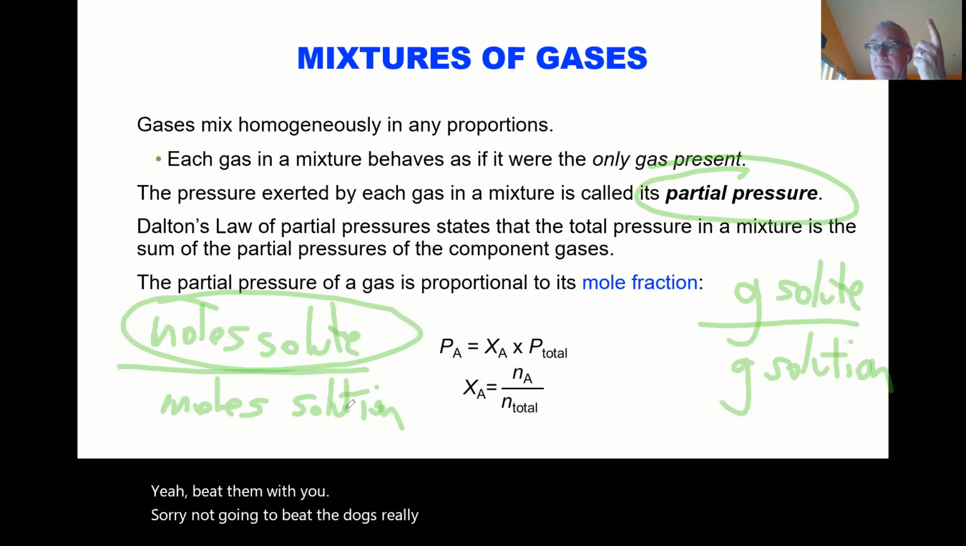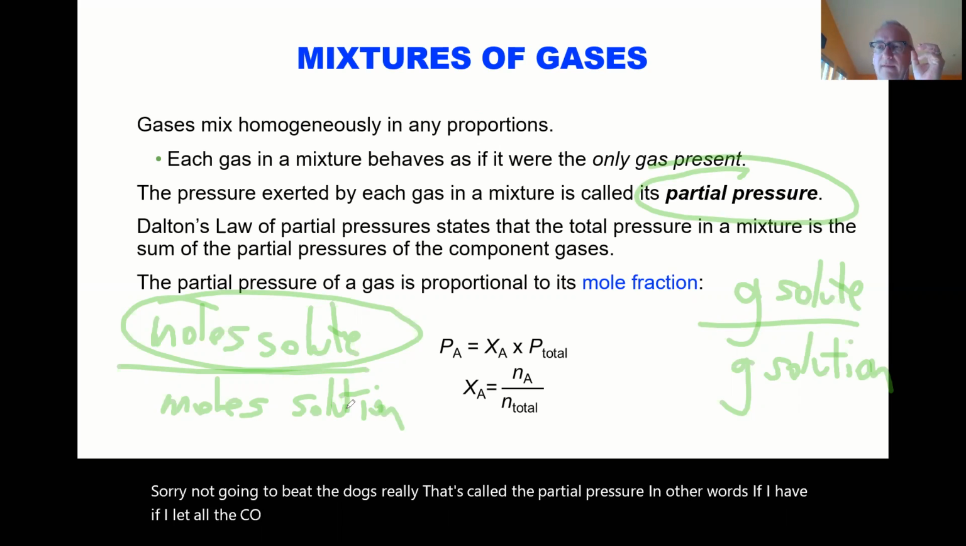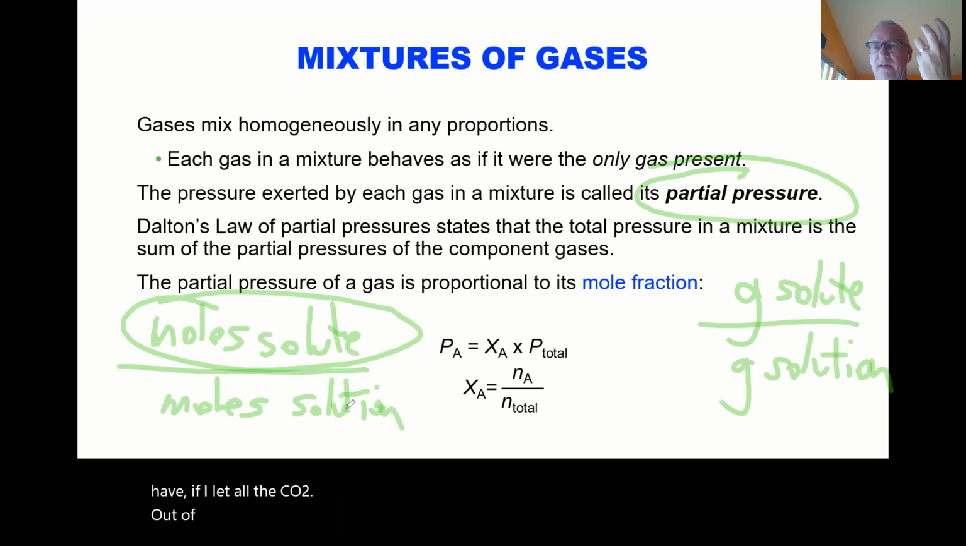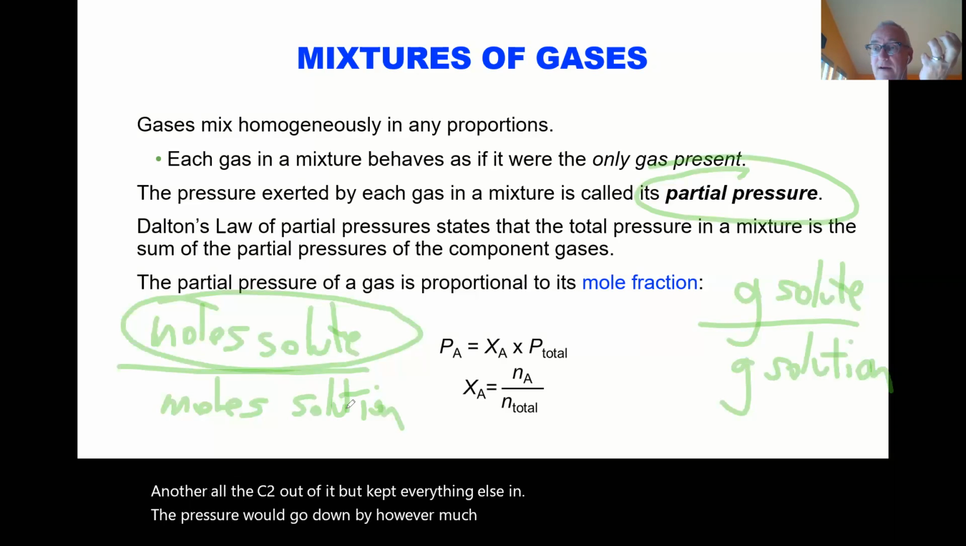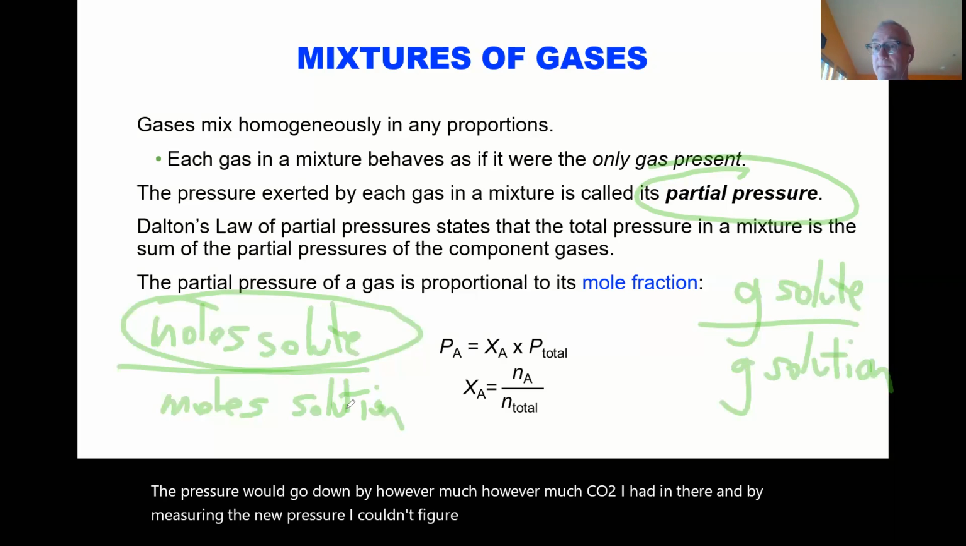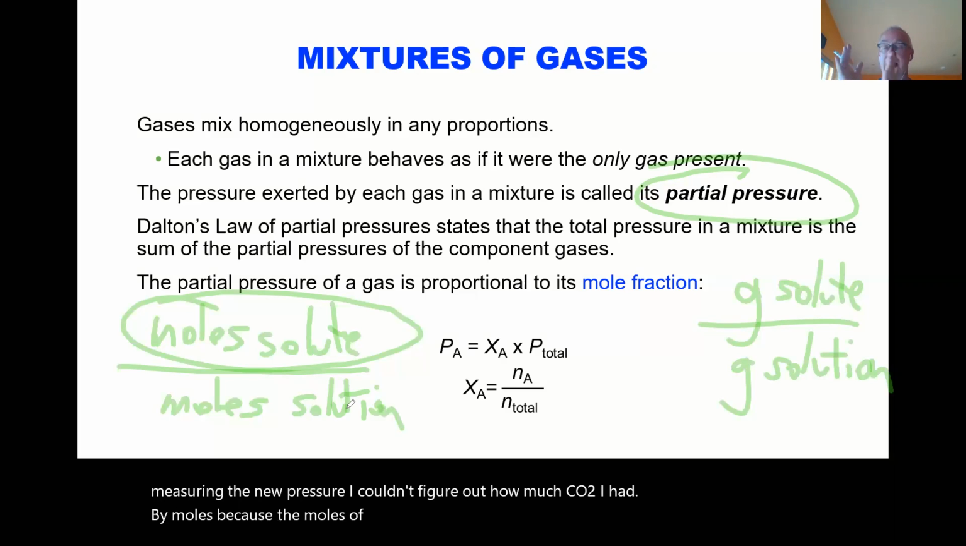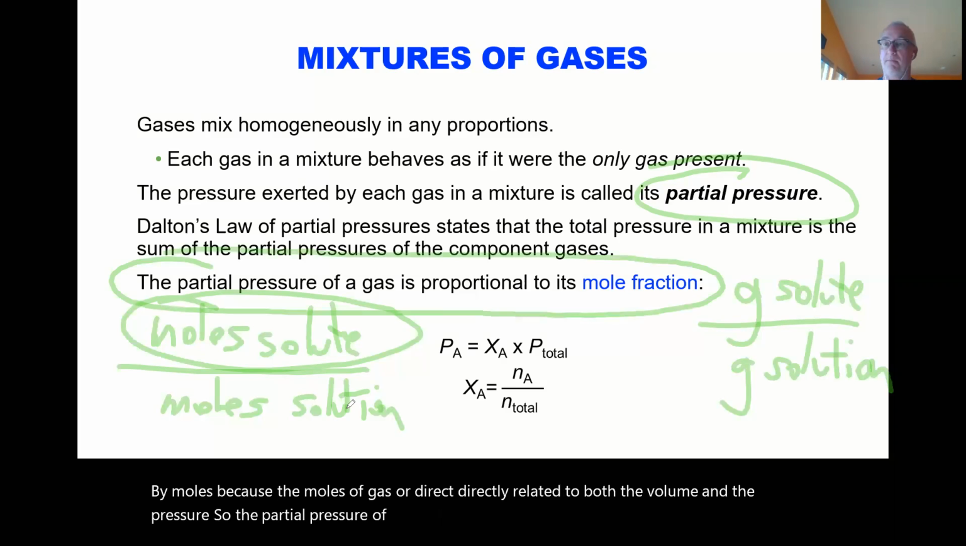So that's called the partial pressure. In other words, if I had a flask of air, and I let all the CO2 out of it, but kept everything else in, the pressure would go down by however much CO2 I had in there. And by measuring the new pressure, I could then figure out how much CO2 I had by moles, because the moles of the gas are directly related to both the volume and the pressure. So the partial pressure of a gas is proportional to the mole fraction.